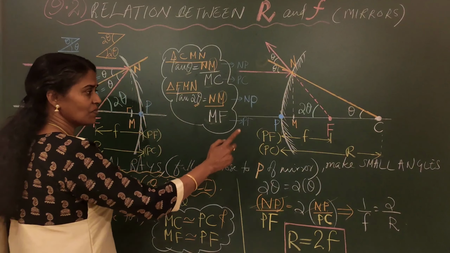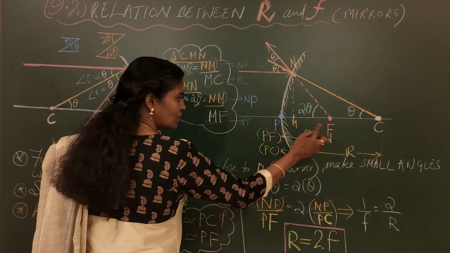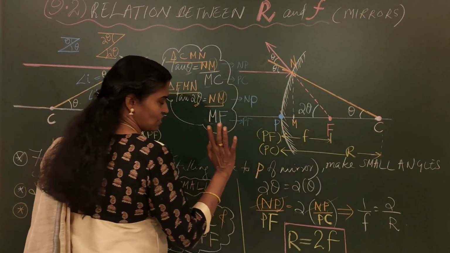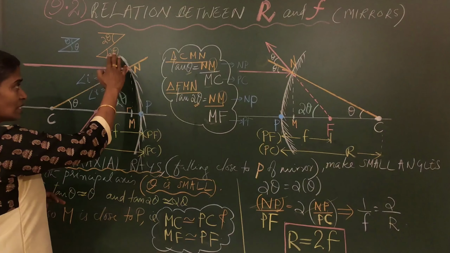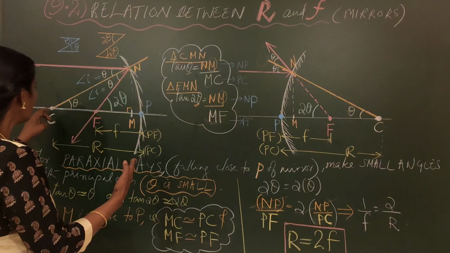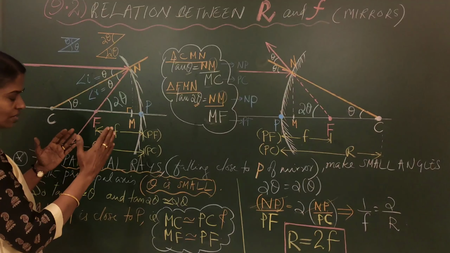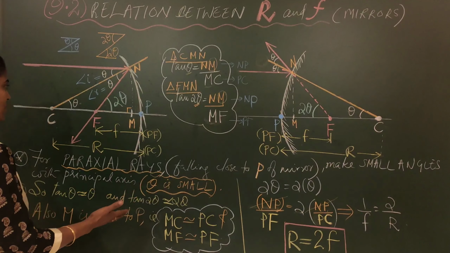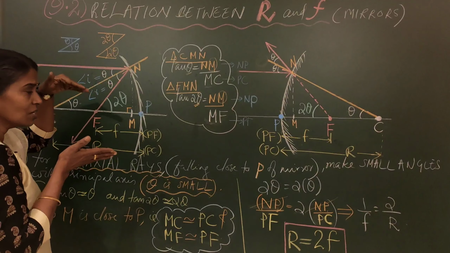Here again the same thing. P to F, focal length. P to C, radius of curvature. Clear? The pole is here. Center, geometric center of that mirror. This is the center of that sphere of which the mirror is a part. So it's a very big sphere, and you have taken only a small portion of that big sphere.